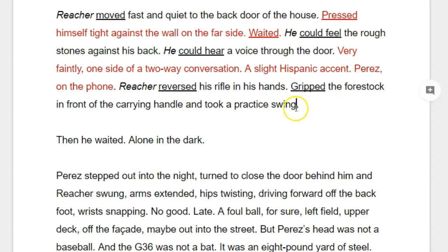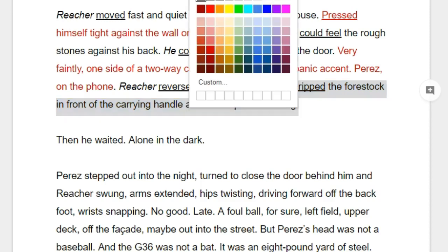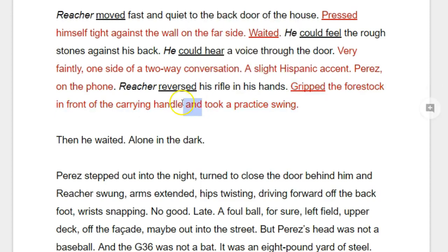Gripped. So we've gone back to the structure we were seeing before, where we actually don't have a subject. This is interesting though, because what we've got here is our first coordinating conjunction, one of our fanboys. And, and it's followed by a verb as well. Were this to be a sentence that did have subjects, it would be a compound sentence. He gripped the forestock in front of the carrying handle, and he took a practice swing. Because it's sequential, the took a practice swing is not dependent on the bit that came before.